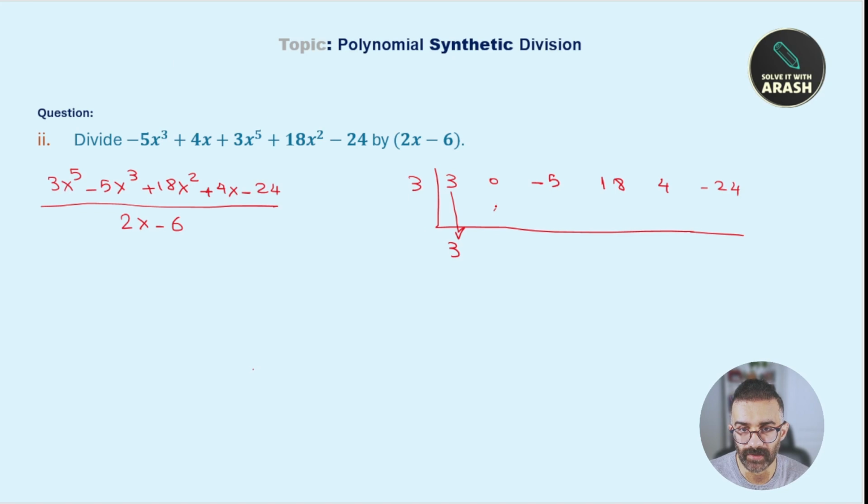Multiplied by 3 is a 9. Place it under the next coefficient and add it to that coefficient makes it 9. 3 times 9 is 27. Plus negative 5 is 22. And repeat this procedure until the last number. So 744 is the remainder. I show it with R. And these are the coefficients of the quotient.